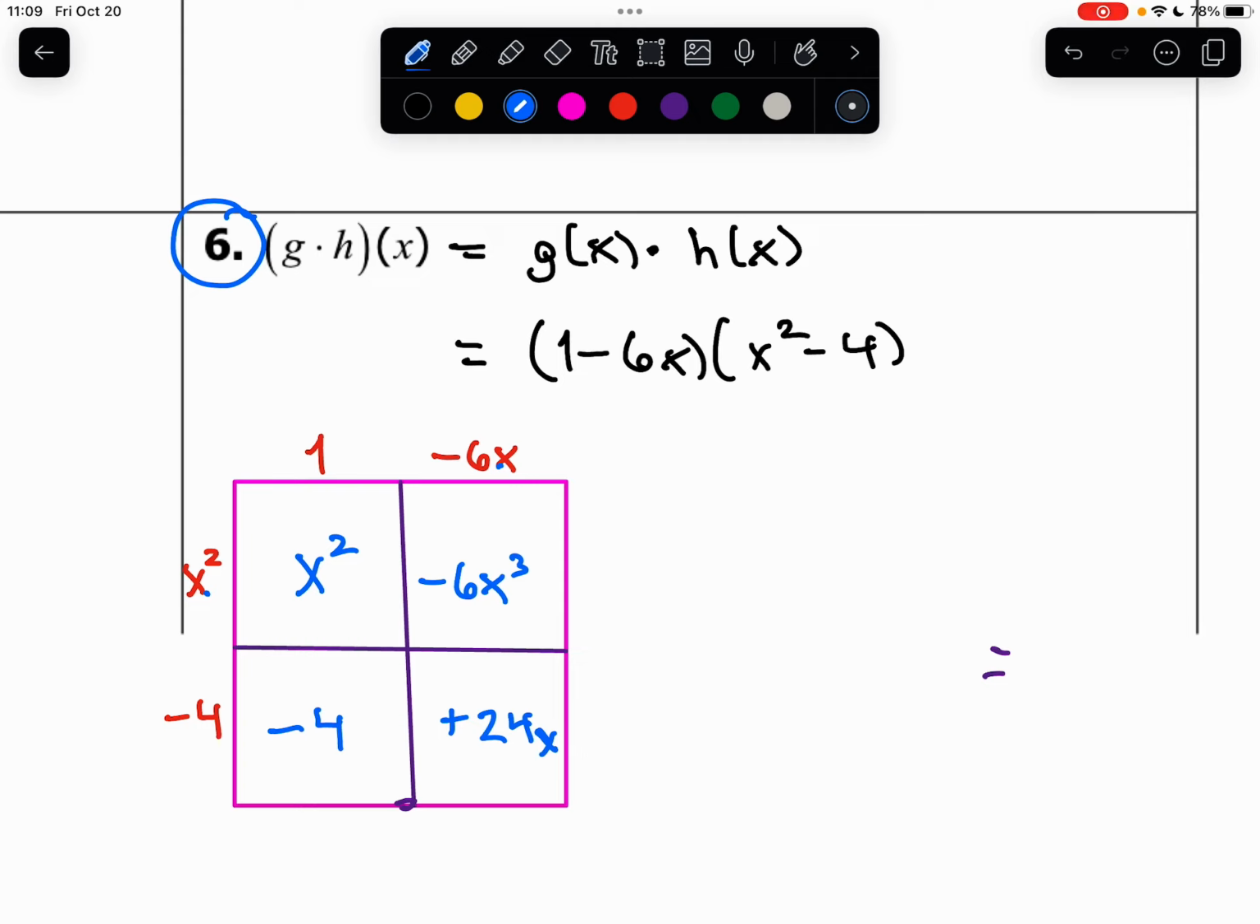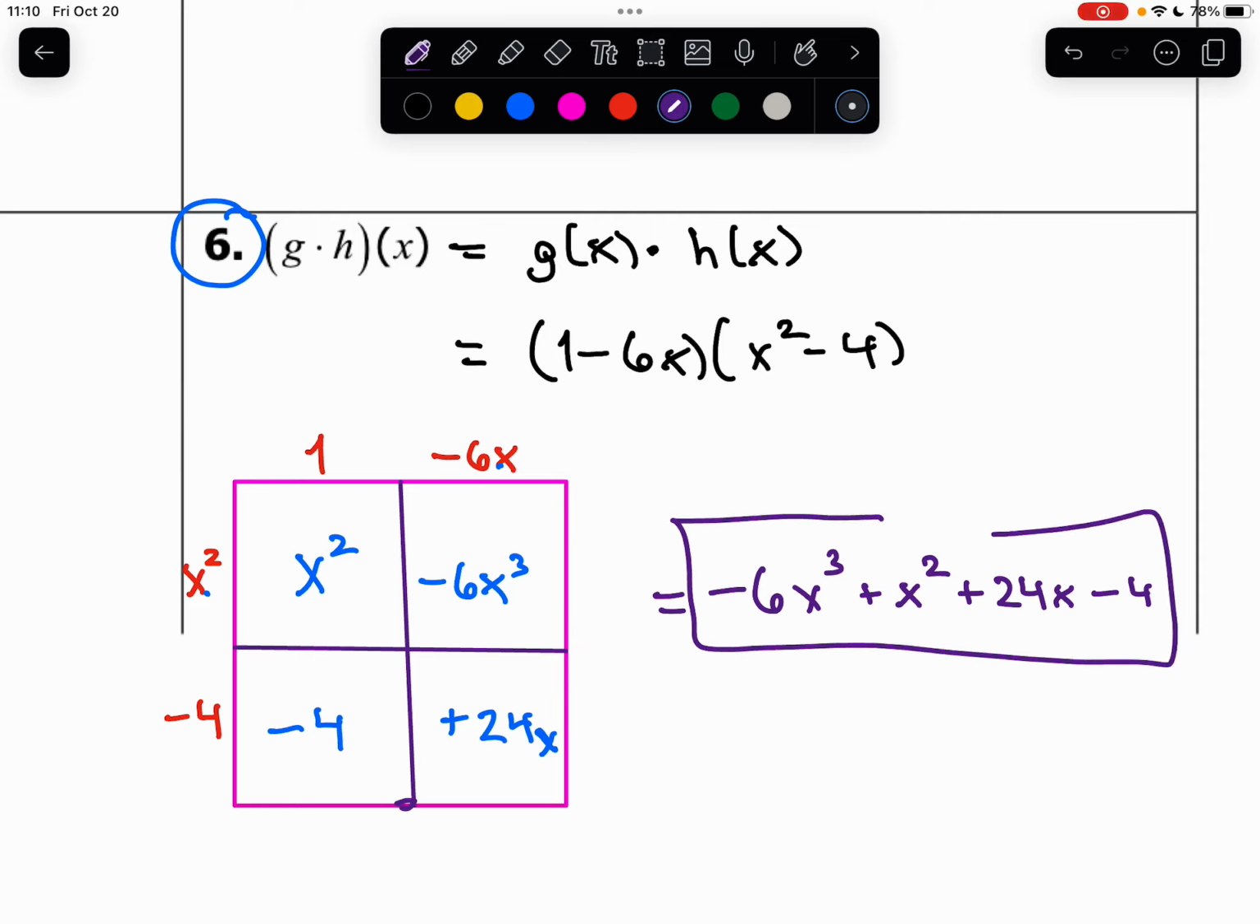Okay. And if you'll notice, there are no like terms in the boxes. So basically, all that means is that we can write this in order from highest exponent to lowest exponent. So it's going to be negative 6x to the third, then plus x squared, then plus 24x, and then minus 4. So that will be the expression simplified for number 6.